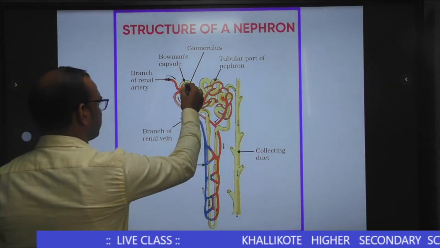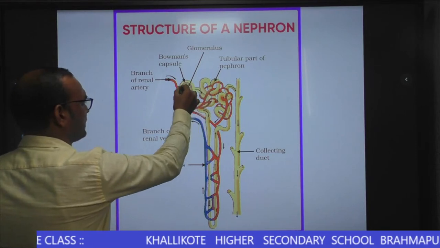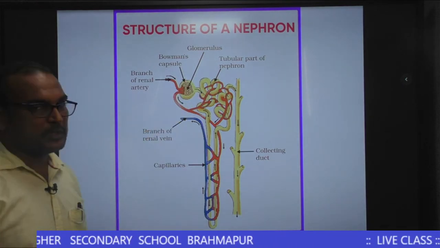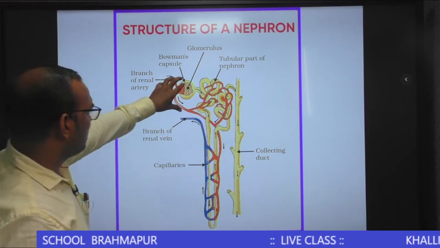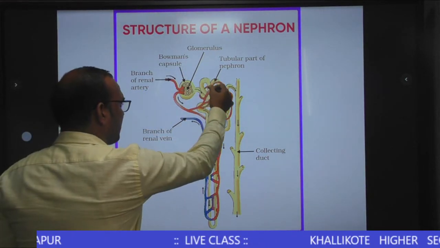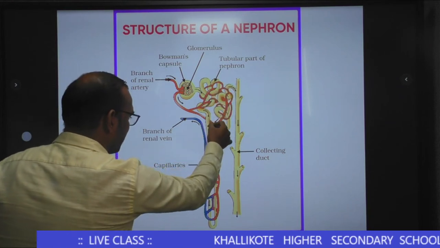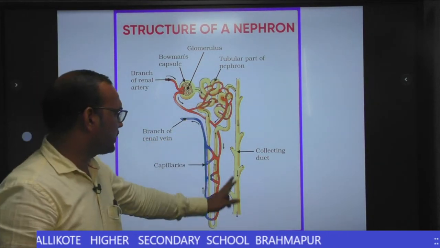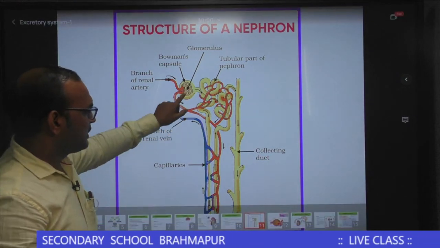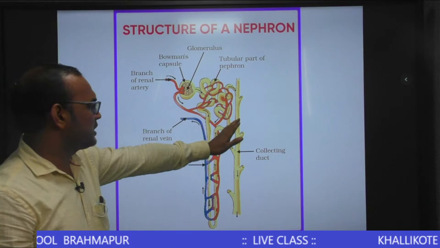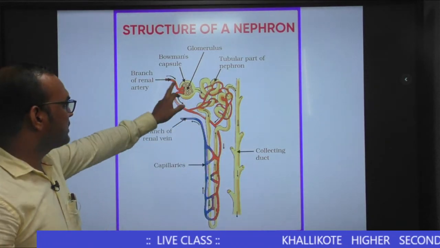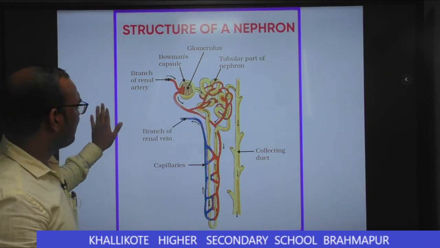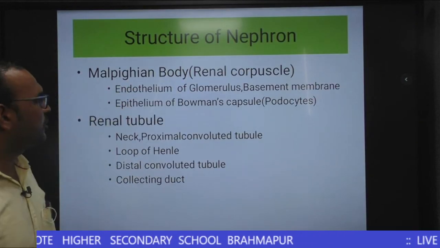You can see here this one is the Bowman capsule and glomerulus constituting the Malpighian corpuscle, and from here it goes all the way to form this structure. You see the yellow part and this red part: the yellow part is the nephron, and this is not the nephron, this is the collecting tubule. This is the tubular part of the nephron. So that is two components, the Malpighian body and the renal tubule.